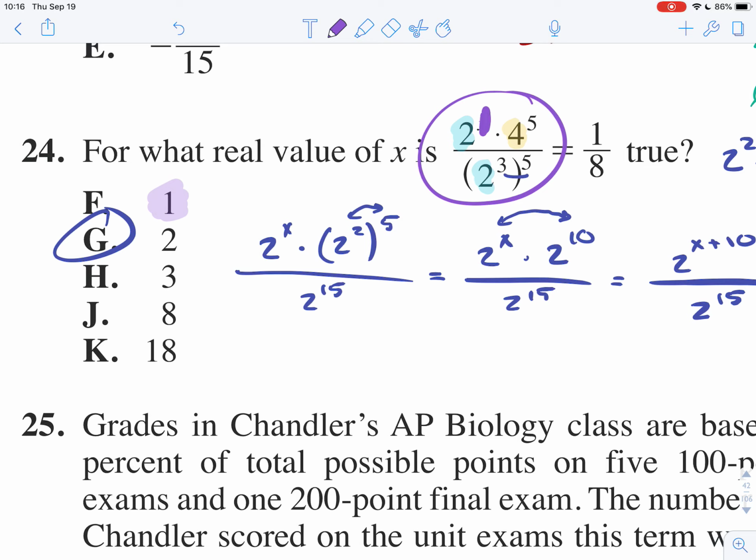1 won't work out. So when you go and try 2, you're going to replace x with 2. You're going to evaluate that, and lo and behold, you're going to be equaling 1/8. So that is completely and utterly valid.